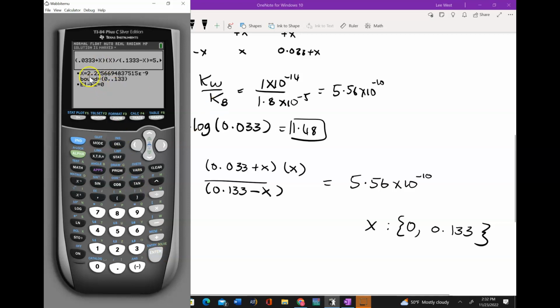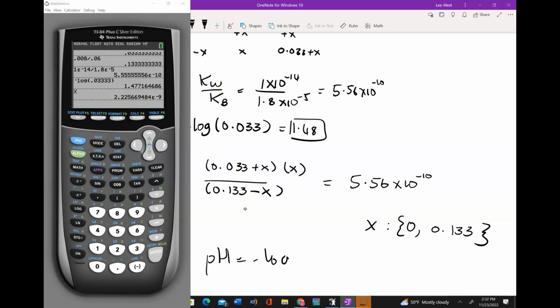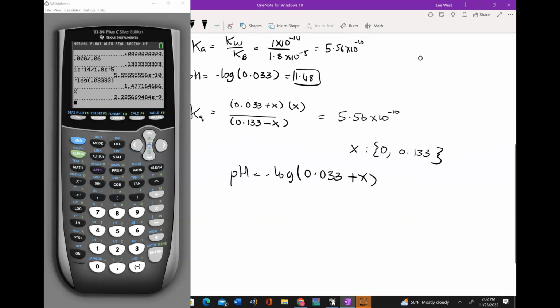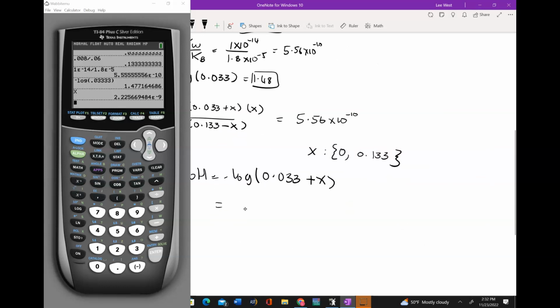And there's my answer. And remember what I said? My expectation was that x was going to be tiny. So my x here is really tiny, 10 to the minus 9. So my actual pH should be negative log of 0.033 plus x. Right? Should be that. But I don't think that's going to be a lot different than 1.48.